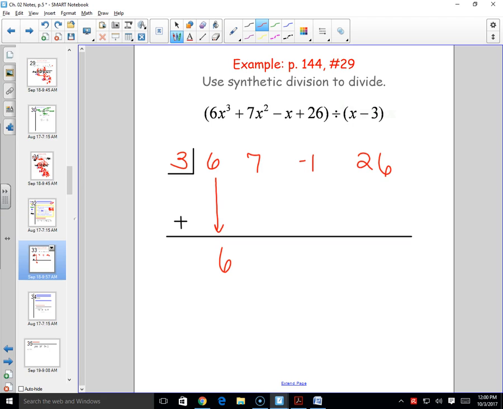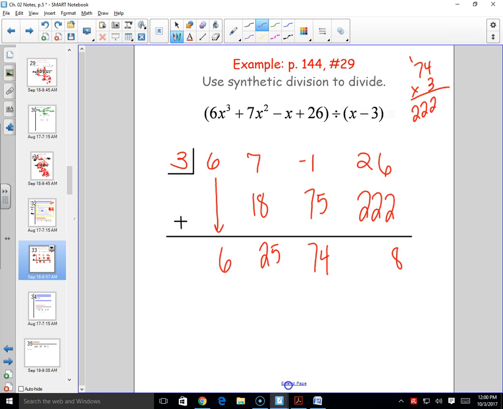Good. Multiply what's down by the number in the box, so 18. Carry it up and add down: 25. 3 times 25 is 75. Add down: 74. 3 times 74, hey. Some of you can do this in your head, some of you need to write it out, and that's okay too. Then add down, 6 and 2 is 8, 2 and 2 is 4, 0 and 2 is 2. What does this last number symbolize?